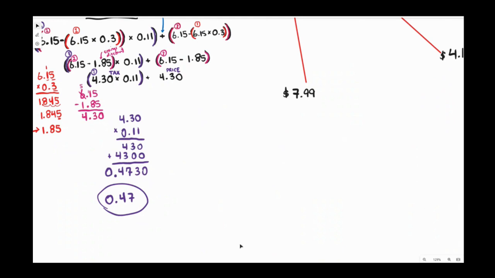Here we go. So now I can have 0.47 plus 4.30. And when I add those together, that'll be my final price that I'm paying for these pens. So I'm going to go 4.30, 0.47. 0 plus 7 is 7. 3 plus 4 is 7. 4 plus 0 is 4.